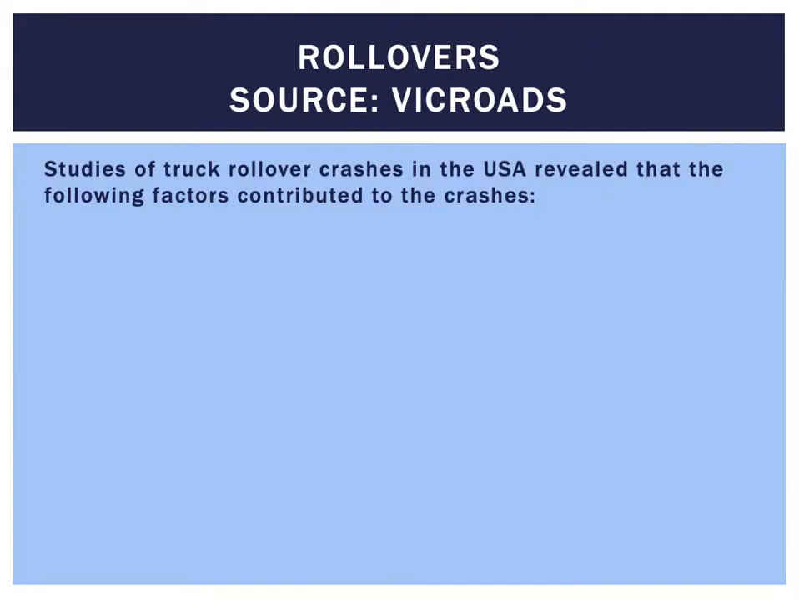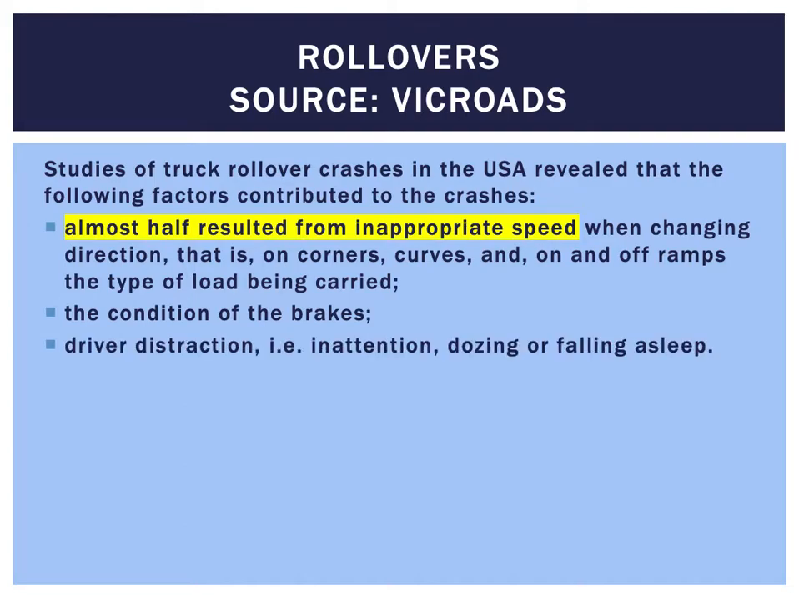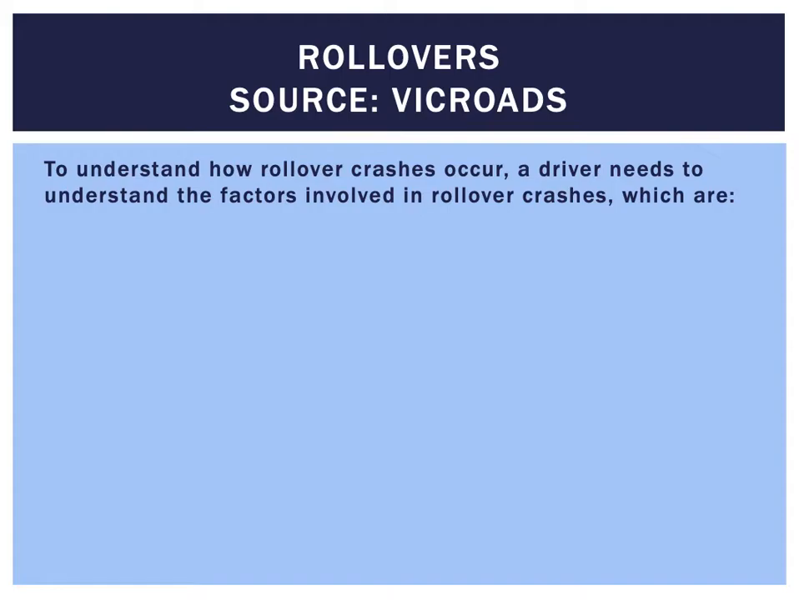Studies of rollover crashes in the USA reveal that the following factors contributed to the crashes. Almost half resulted from inappropriate speed when changing direction, that is, on corners, curves, and on and off ramps, the type of road load being carried, the condition of the brakes, driver distraction, that is, inattention, dozing, or falling asleep.